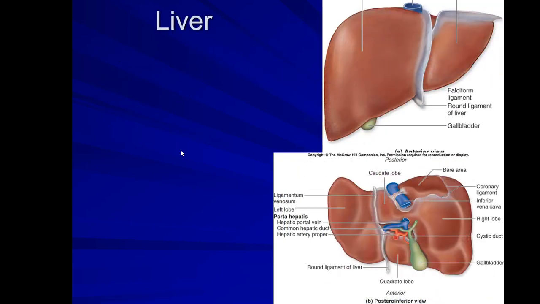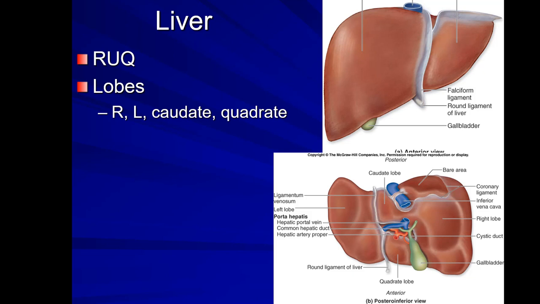All right, so more accessory structures here. The liver, which is really important, found in the right upper quadrant, has 4 lobes: right, left, caudate, and quadrate. So the right is this big one, left is here. And when you turn it around, you actually get 2 more, quadrate and caudate. The way you can tell the difference, the quadrate's always going to be on the side of the gall bladder. Then you have left and right. So quadrate, caudate, right, left.